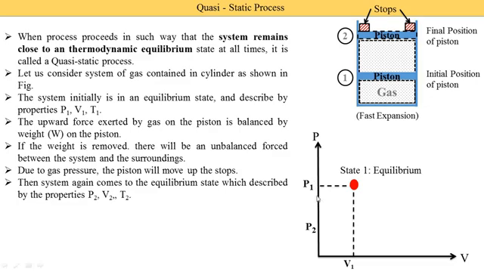Now the pressure is reduced, so point 2 comes in a downward direction, and the volume is increased, so it moves to the right compared to V1. So we draw one line from P2 and one line from V2, and we get point number 2 here, and this is state 2 in equilibrium conditions.